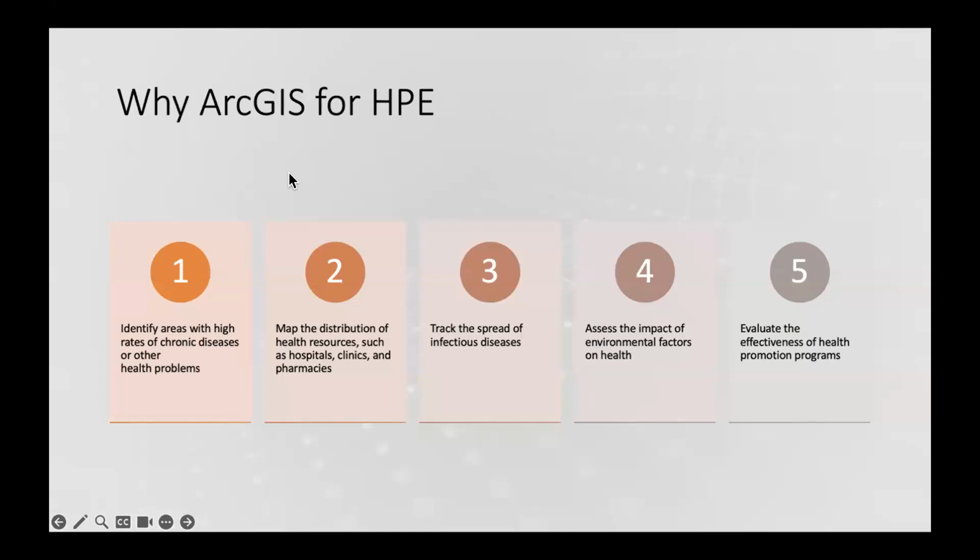Okay, so why ArcGIS for health promotion and education departments? Some of the background research I did: health promotion as a department has to do with health to a large extent. So basically, you're trying to identify, just random examples, areas with high risk of chronic diseases. You want to map distribution of health resources. You want to track spread of infectious diseases and a whole lot of stuff. Or you want to evaluate the effectiveness of health promotion programs that are being run by the government.